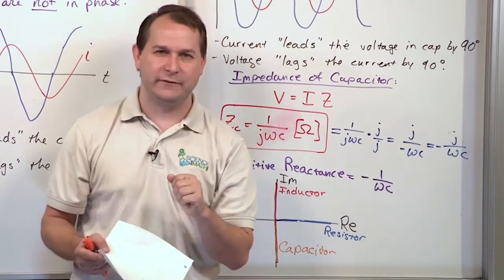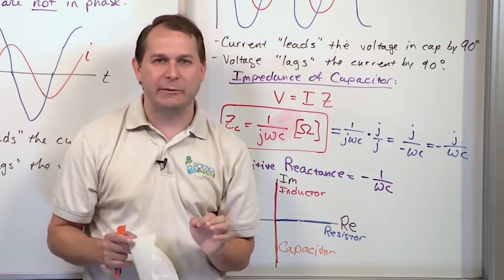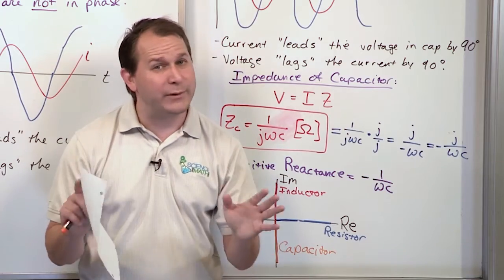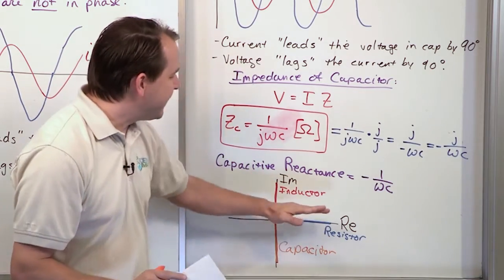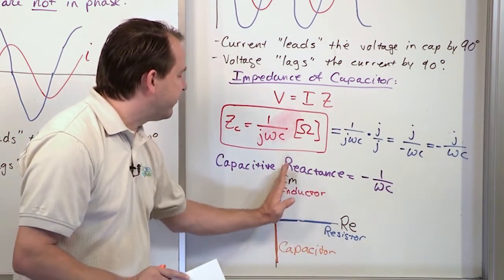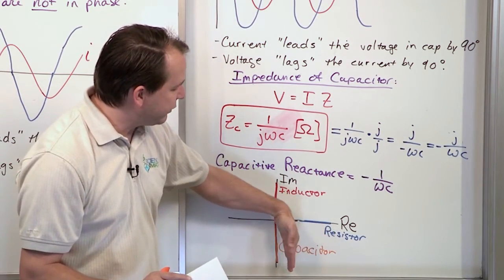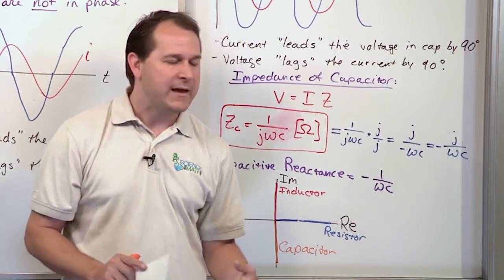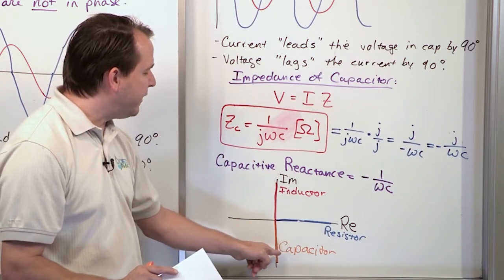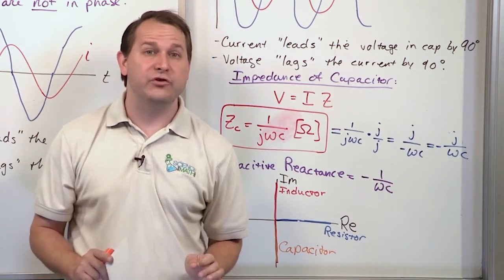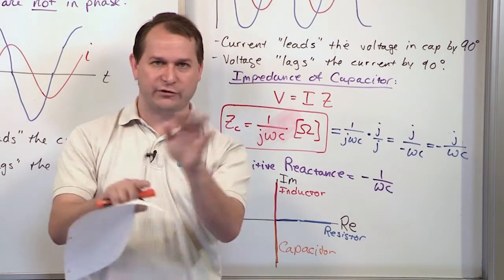So let me ask you a question. See if you understand what I'm talking about. I know it's a little bit abstract, I know it's a little bit weird, but if inductors are shifted by 90 degrees relative to resistors that way, and if capacitors are shifted 90 degrees relative to resistors that way, then how do you think inductors will be shifted relative to capacitors as far as the current voltage relationship?